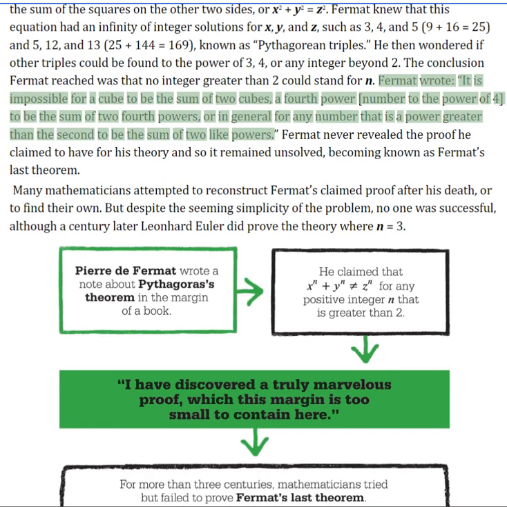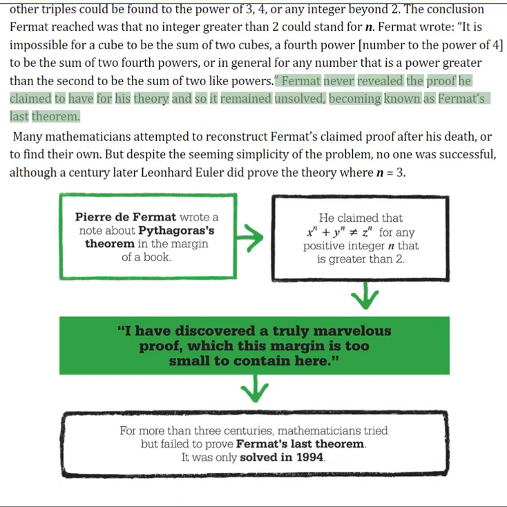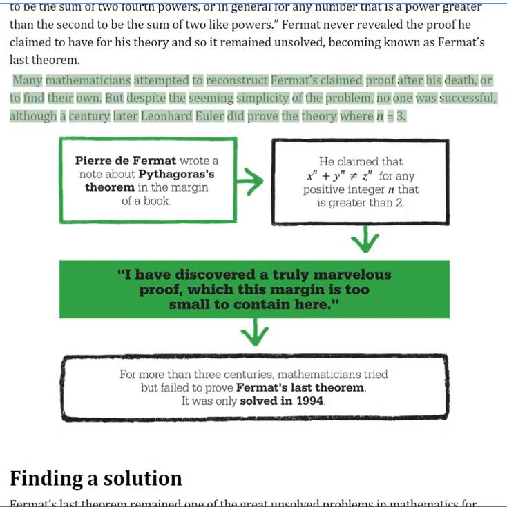Fermat wrote, "It is impossible for a cube to be the sum of 2 cubes, a fourth power to be the sum of 2 fourth powers, or in general for any number that is a power greater than the second to be the sum of 2 like powers." Fermat never revealed the proof he claimed to have for his theory, and so it remained unsolved, becoming known as Fermat's last theorem. Many mathematicians attempted to reconstruct Fermat's claimed proof after his death, or to find their own. But despite the seeming simplicity of the problem, no one was successful, although a century later Leonhard Euler did prove the theory where n equals 3.